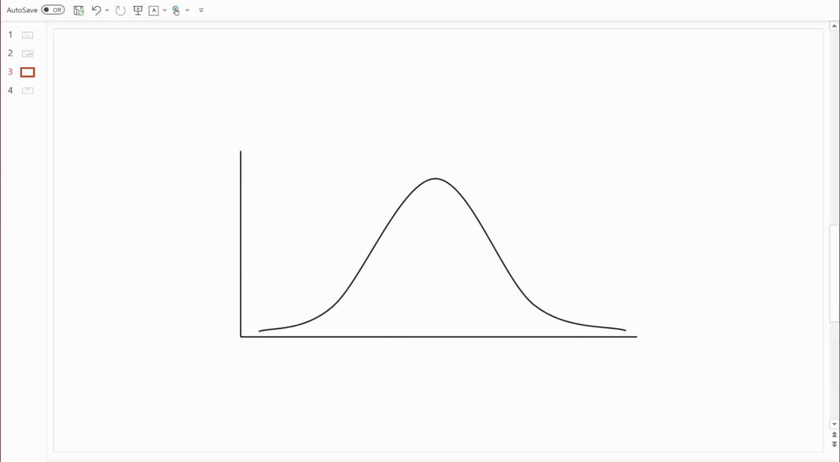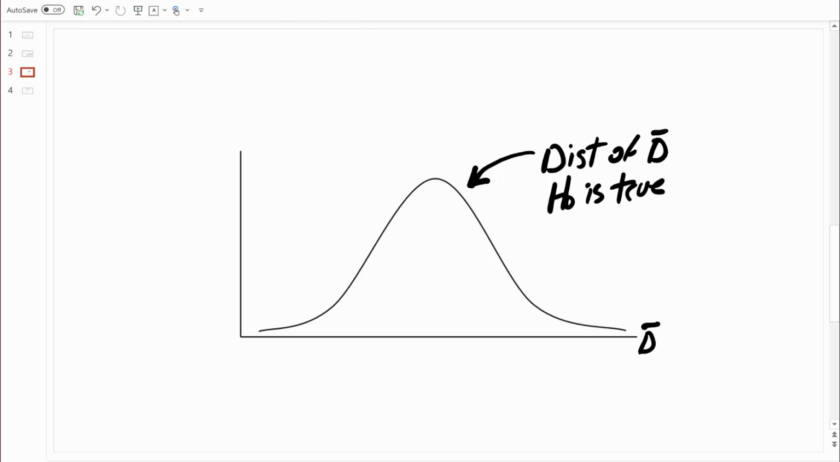First, let's be clear about what we're looking at. This is a distribution of all sample mean difference scores. And remember, we create it based on the null hypothesis being true. That means on this x-axis, we're plotting sample mean difference scores. And right below it, we'll put t-values. And according to central limit theorem, based on that null hypothesis being true, the population mean difference score should be right in the middle, and it should equal 0.